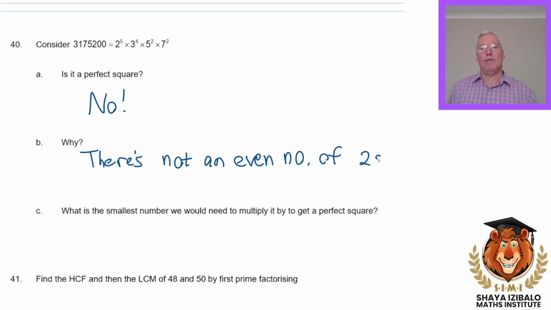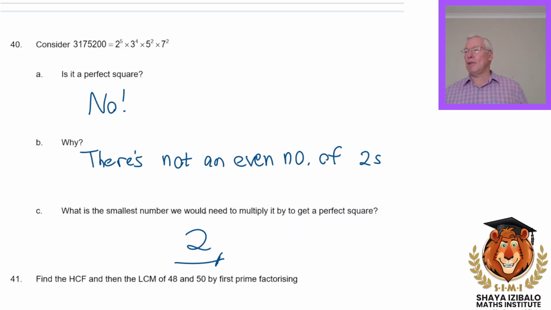There's not an even number of 2's. Okay, and because there's not an even number of 2's, we can't split them into 2 brackets. Then it says, what's the smallest number we would need to multiply it by to get a perfect square? Well, by 2, because if we multiplied this number by 2, then it would have 6 2's in it.